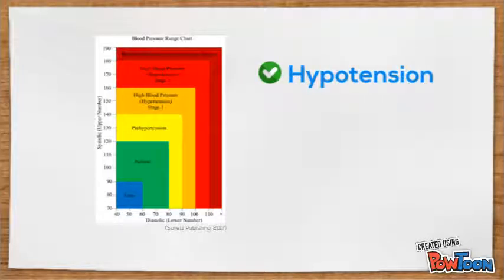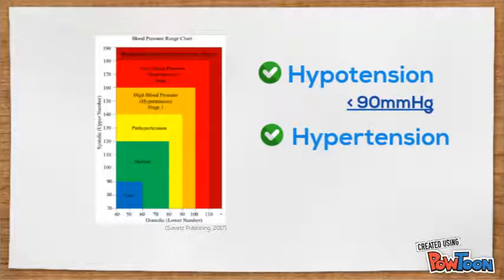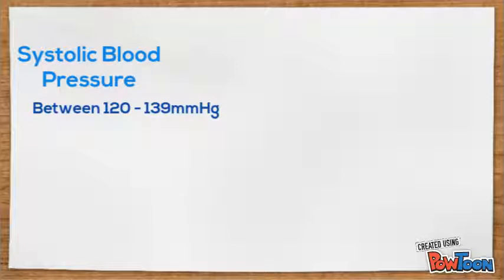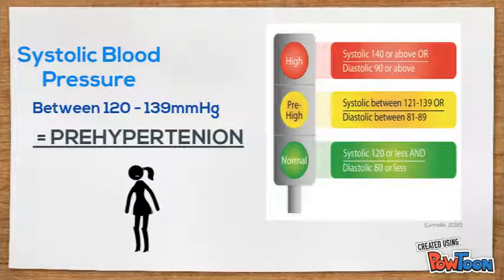Hypotension, or low blood pressure, is an adult systolic reading of 90 millimeters of mercury or less, whereas hypertension, or high blood pressure, is an adult systolic pressure greater than 140 millimeters of mercury. A systolic blood pressure between 120 and 139 millimeters of mercury is considered pre-hypertensive.